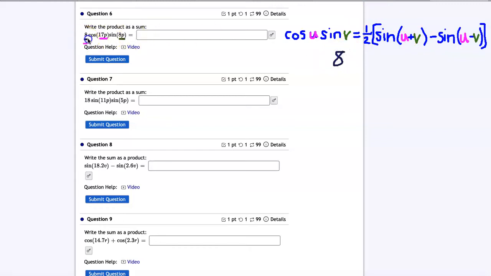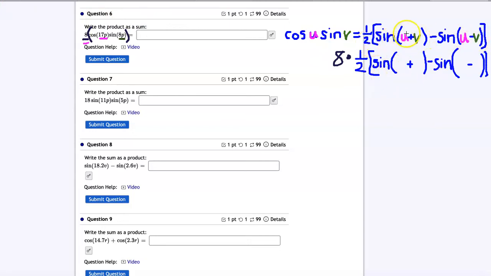There's the 8. And now this part right here, the cosine 17p sine 8p, is going to be replaced now with this formula right here. So I have the 1/2 and let me just copy this again. Okay, so here is the formula. Here's the 8 out in front. Here's the 1/2 sine, etc.